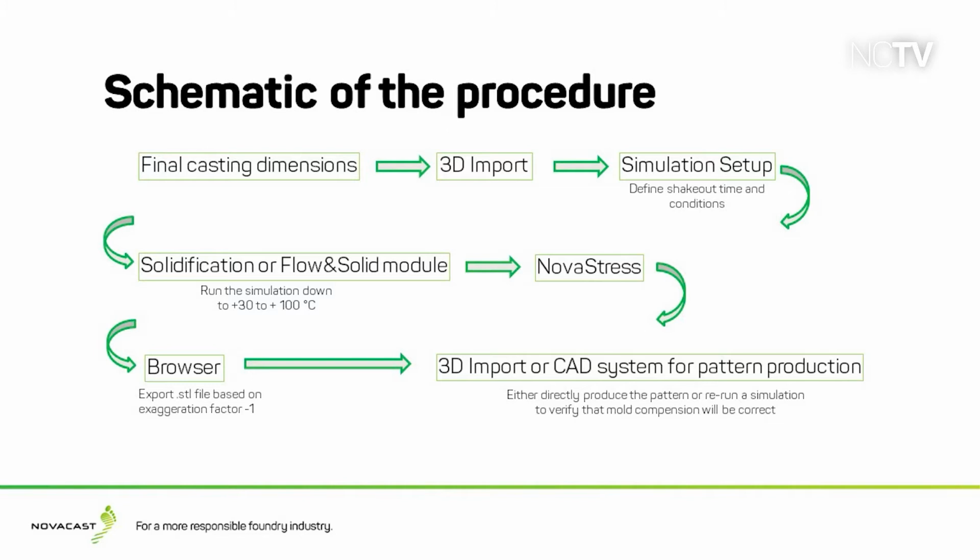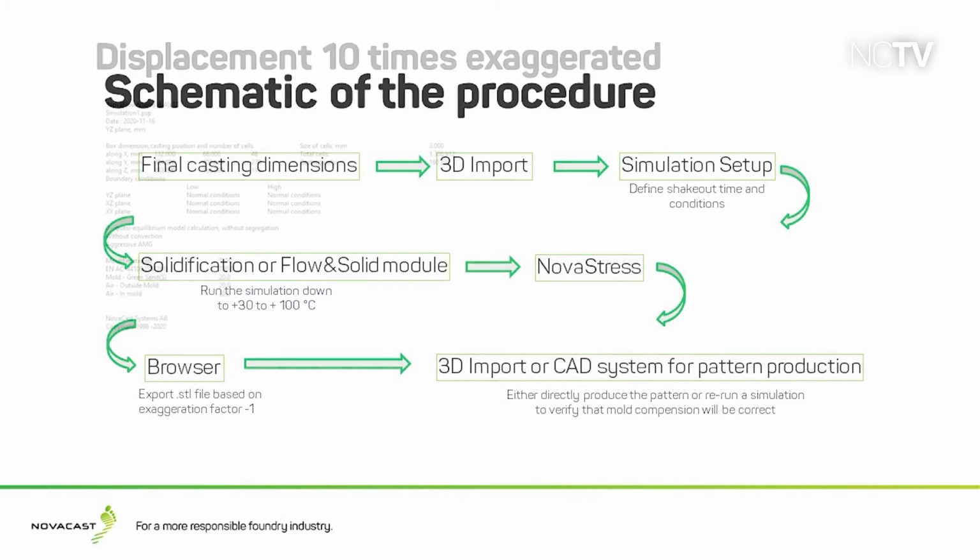Then you go to NovaStress, load the simulation, go to the browser and run the simulation there. Go to the browser and then you do the reverse and set -1. Export that STL file, and then you can go to the 3D import for simulation or CAD system for pattern production. So that is how it's going to be done.